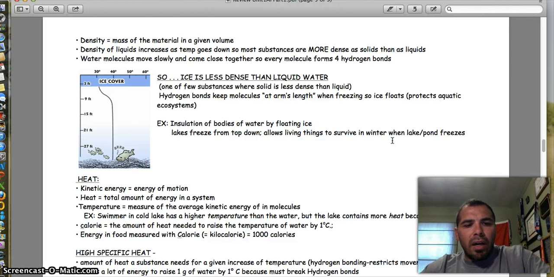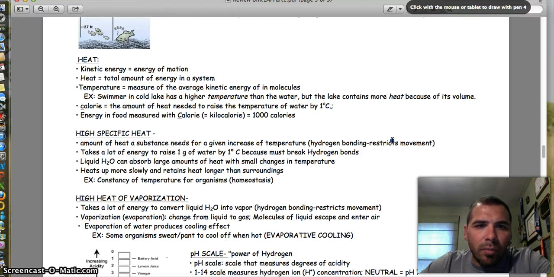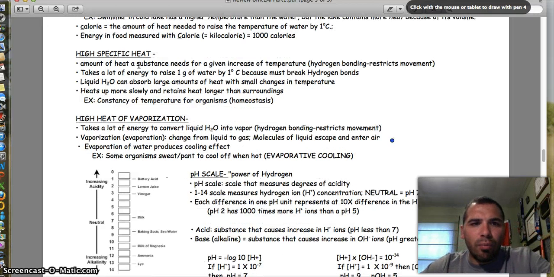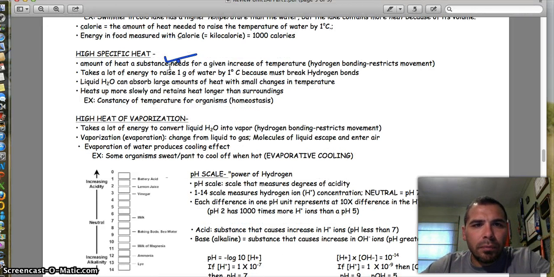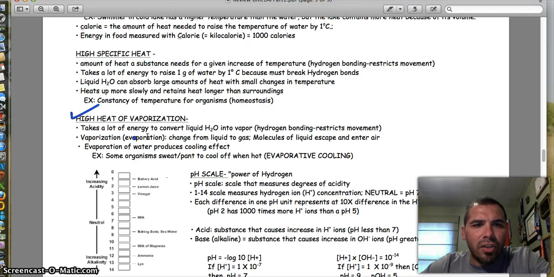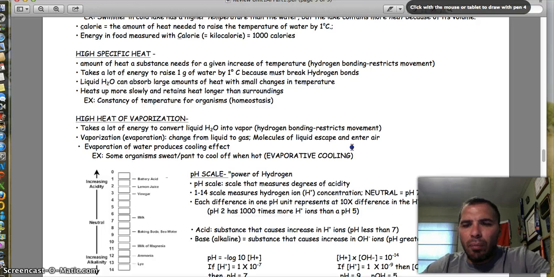When we talk about heat, temperature, measure, energy, we did that. All right. High specific heat, this is another emergent property, I think we're good on that. Liquid water can absorb large amounts of heat with small temperature changes. Allows for homeostasis. I think you guys understand this. Vaporization: a lot of energy to convert water into vapor. Evaporation of water produces a cooling effect. Evaporative cooling. I was going through the main points here.